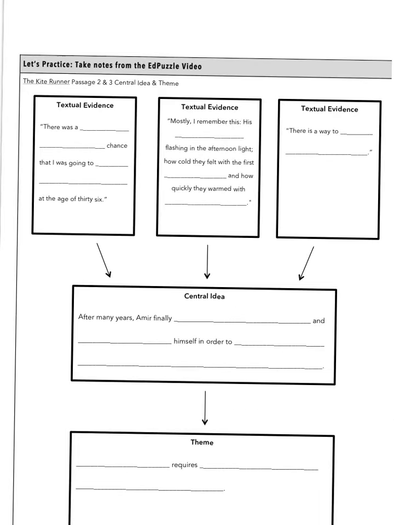All right, let's use Kite Runner as an example of how we're going to use this graphic organizer today. You're going to see 3 textual evidence boxes. That's where you're going to cite your evidence from the story or from the film that we watch. Then you see a box right here where you will write the central idea statement and a final box where you write your theme statement. These two should have different responses.